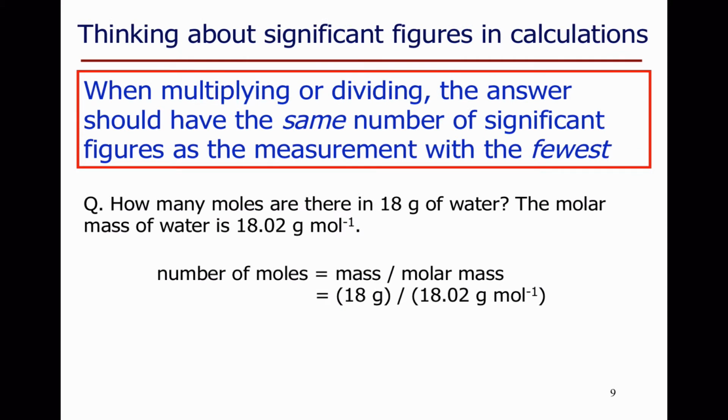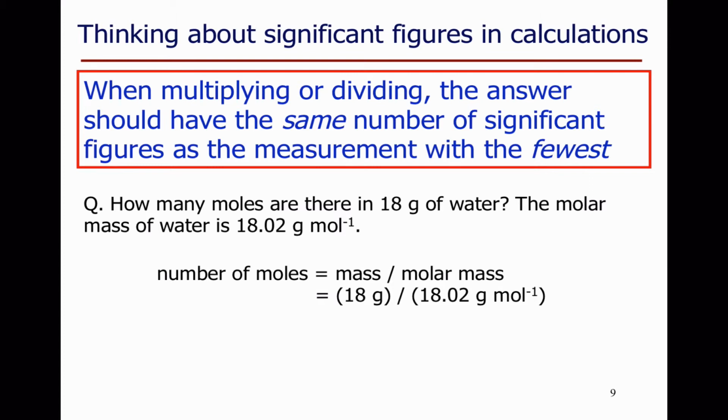So now let's think about when we have to combine measurements, when we have to multiply or divide them, or add or subtract them. But when we multiply or divide, the answer should have the same number of significant figures as the measurement that has the fewest. So let's look at a typical question. How many moles are there in 18 grams of water? The molar mass of water is 18.02 grams per mole. So the calculation we want to do is number of moles equals mass divided by molar mass. 18 grams divided by 18.02 grams per mole.